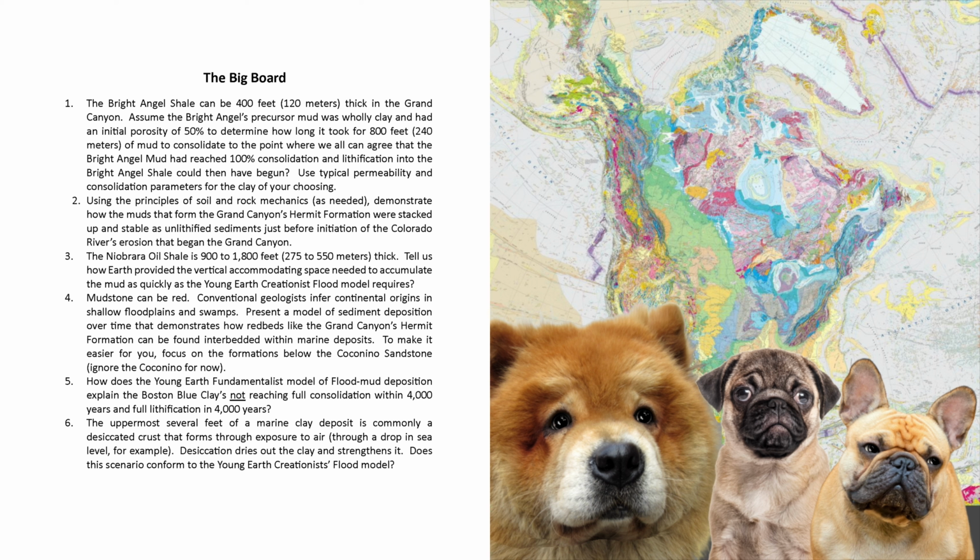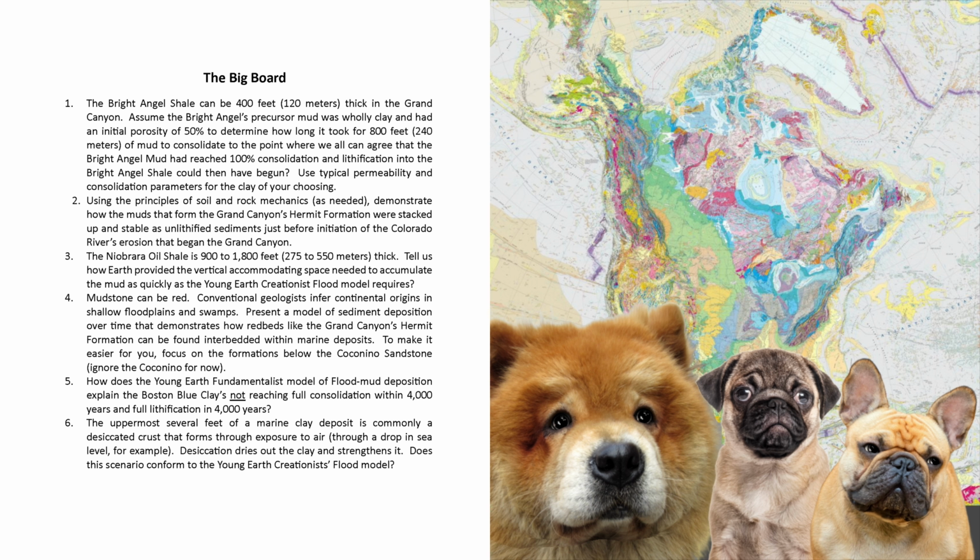3. The Niobrara Oil Shale is 900 to 1,800 feet, 275 to 550 meters thick. Tell us how Earth provided the vertical accommodating space needed to accumulate the mud as quickly as the young Earth creationist flood model requires. 4. Mudstone can be red. Conventional geologists infer continental origins in shallow floodplains and swamps.